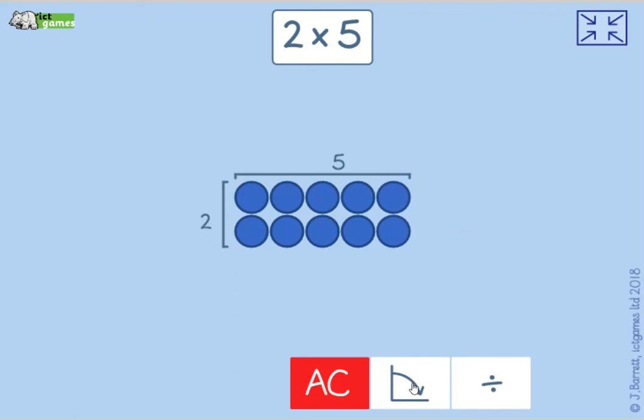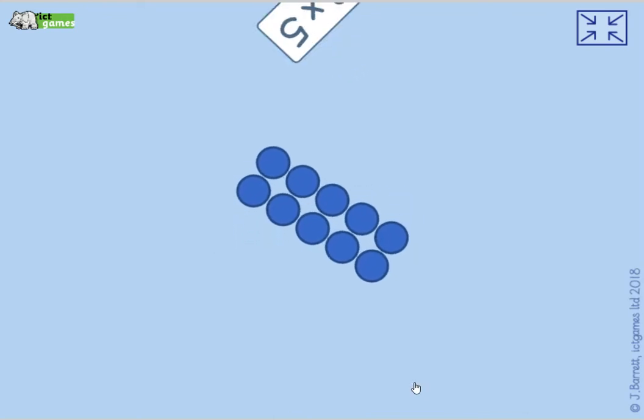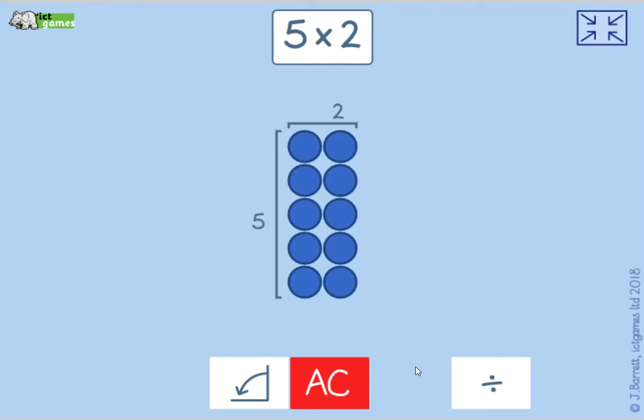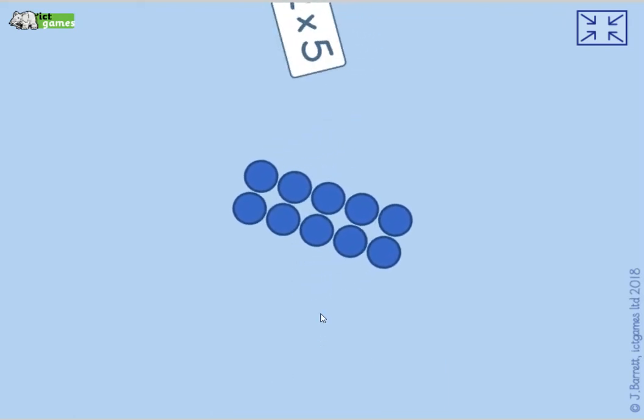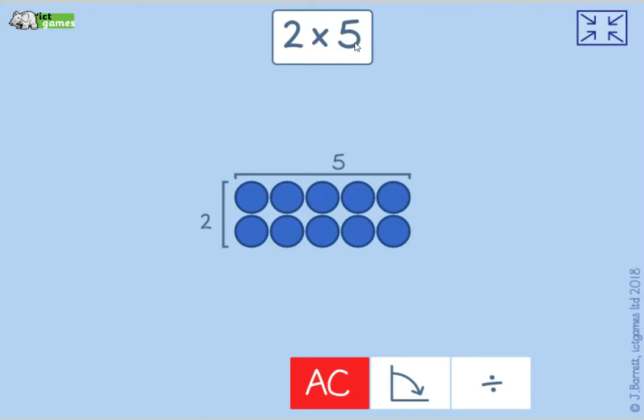Okay, now there's something else we can do here. We can turn this around without changing it. And there's another fact here. There's another math sentence, another math story. Now, we've got an array where we've got 5. And how many times have we got 5? We've got 5 times 2. Time number 1, time number 2. 5, 10. So that's 10. And that's 10. So 2 times 5 equals 10, and 5 times 2 equals 10.